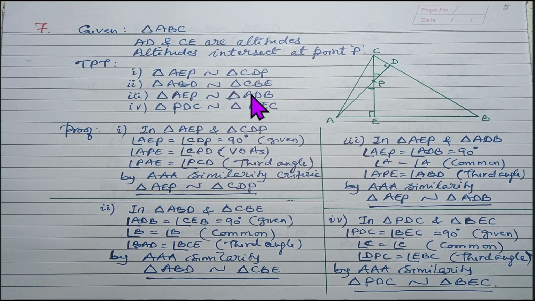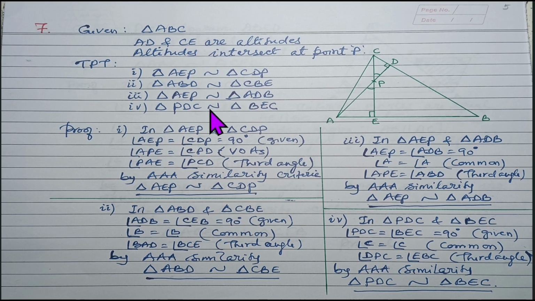Now coming to the third example, triangle AEP, this small triangle, is similar to triangle ADB, this big triangle. So APE and ADB, you have to prove they are similar. In triangle AEP and triangle ADB, angle AEP and ADB are 90 degrees, because of the altitudes. Angle A is equal to angle A, common. Angle APE and ABD is the third angle. So the three angles are correspondingly equal. By AAA similarity, triangle AEP is similar to triangle ADB. That is the third one.